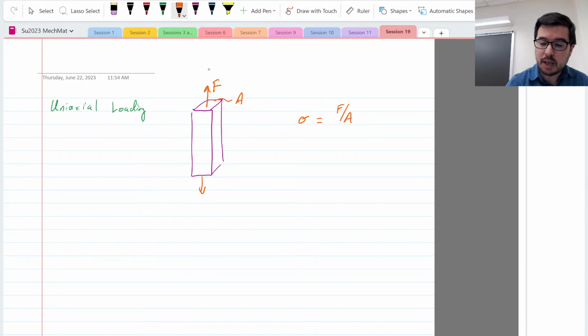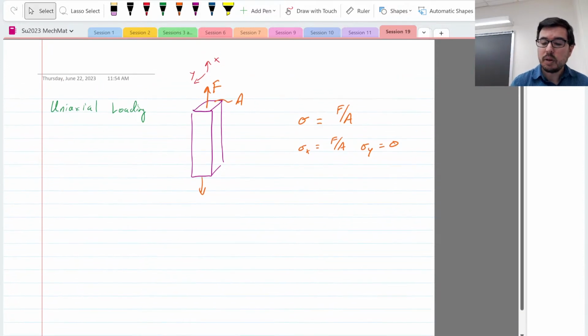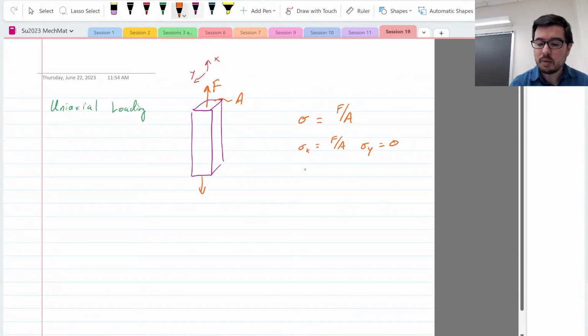We'll call this the x direction. Okay, and we'll call this one the y direction. Okay, so sigma x is equal to this F over A. Sigma y is equal to 0. We can also say that sigma z is equal to 0, but let's just look at a plane, right? What is the shear stress in this situation? That's also going to be equal to 0. Okay, so those are equal to 0.